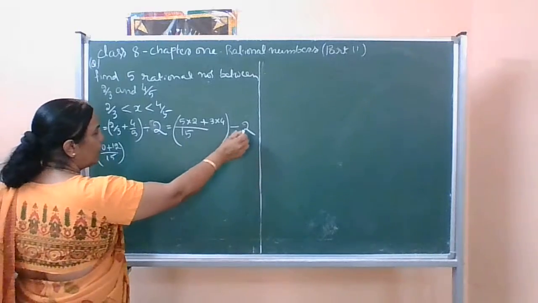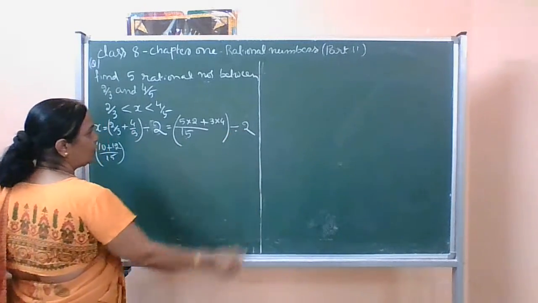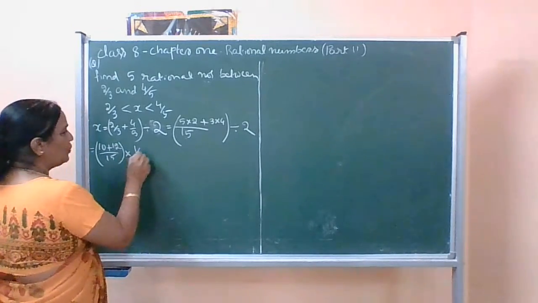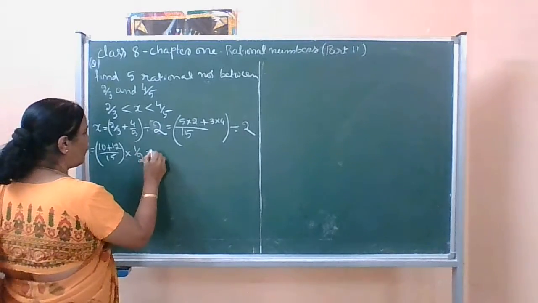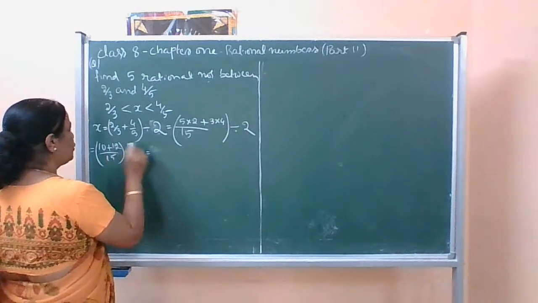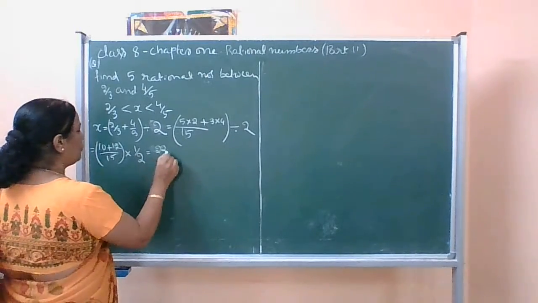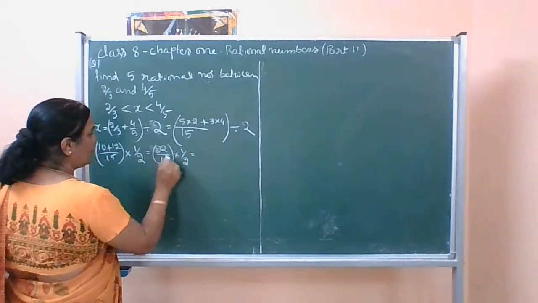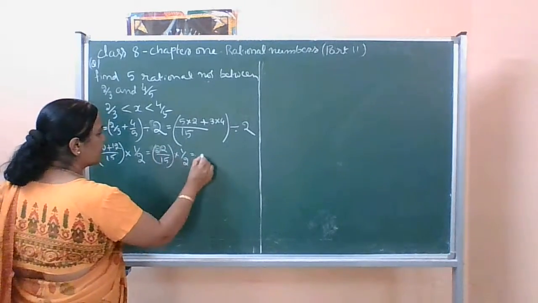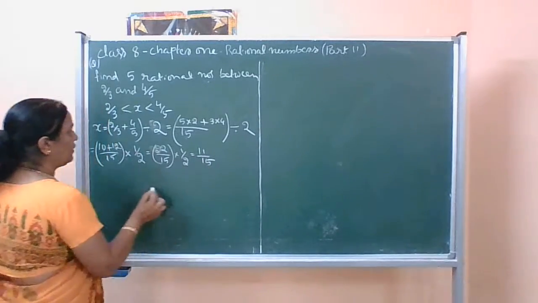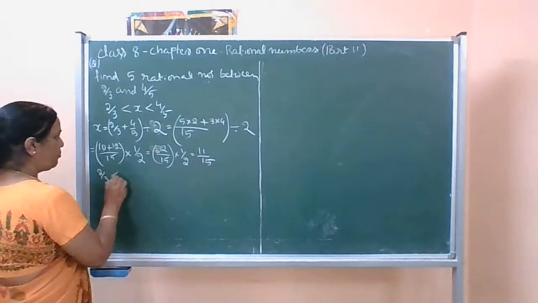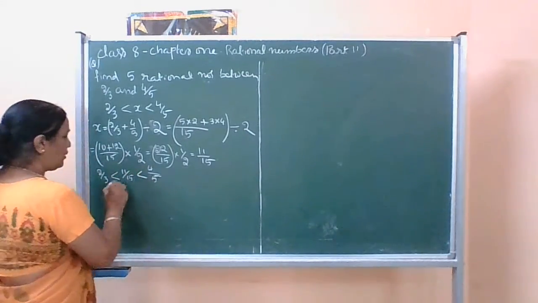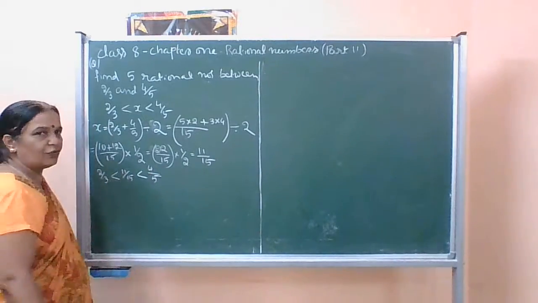And you know that division is the reciprocal of multiplication. Therefore, you have to write the reciprocal, and it will become into half. That means half into 10 plus 12 is 22, 22 by 15 into half. If you divide 22, you get 2 11s are 22, therefore 11 by 15. Now 11 by 15 is a rational number which comes between 2 by 3 and 4 by 5.